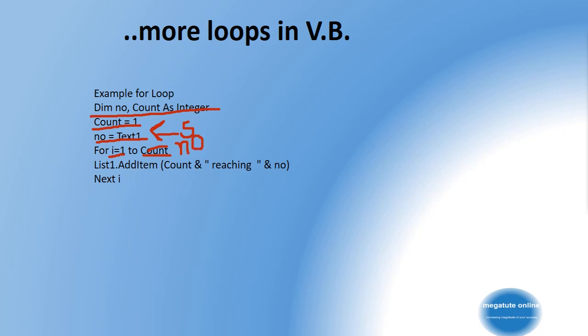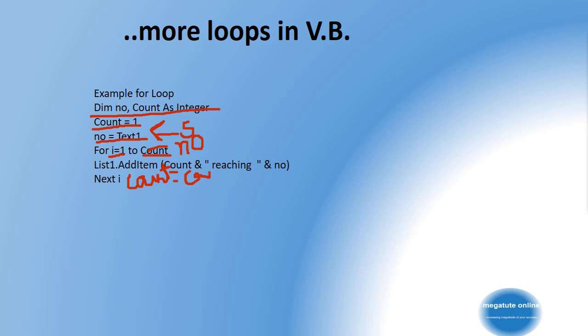So for i equals 1 to number, we'll go till number and keep on printing the same thing, count reaching number, count reaching number. Okay, and I need to increase the value of count here also by the statement count equals count plus 1. So let's go to Visual Basic and do this practically.